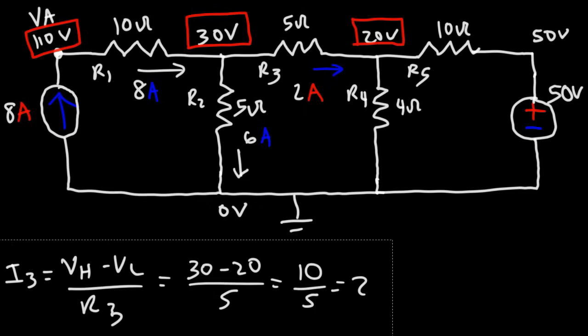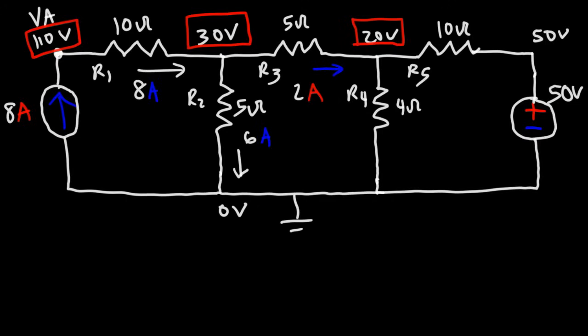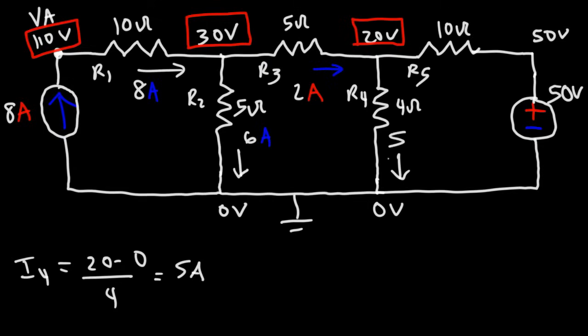Now let's calculate the next current. Let's calculate I4. So this current flows from a potential of 20 volts to a potential of 0 volts. So that's going to be 20 minus 0, and the resistance is 4 ohms. So 20 divided by 4 is 5. So we have 5 amps of current flowing through R4.